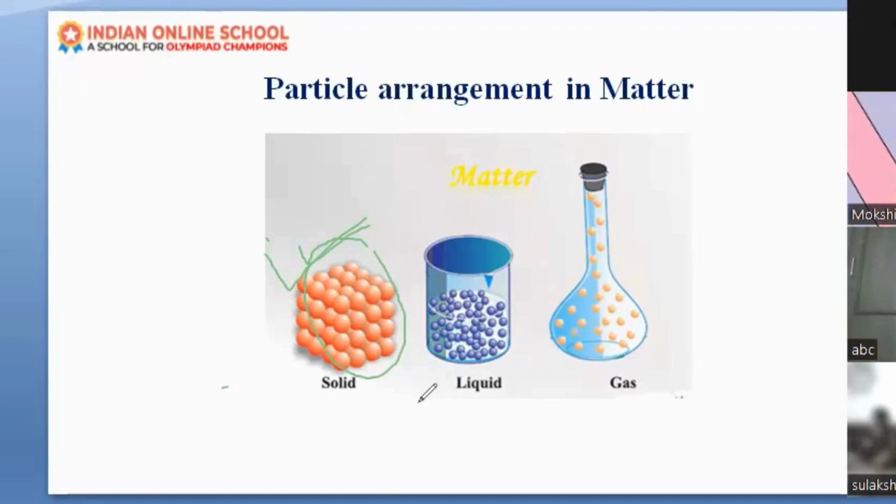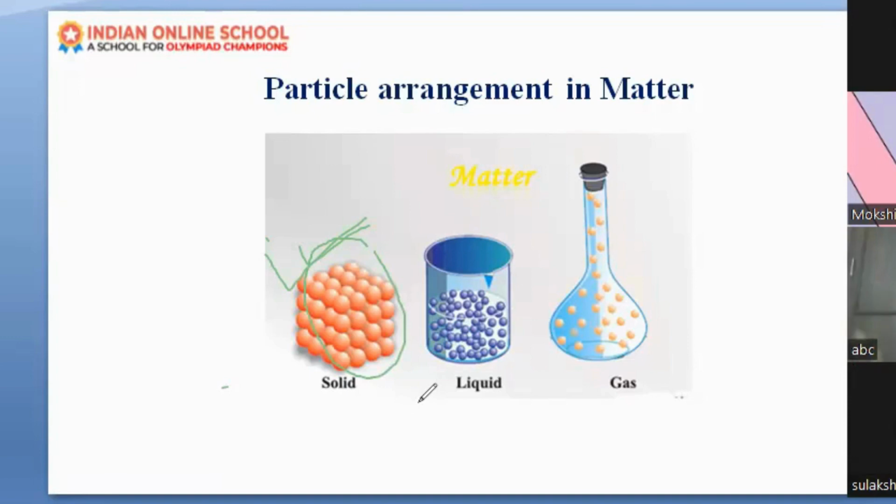Ma'am, in the matter, in solids, the molecules are all together. In liquids, they have some space, and in the gas, they are fully spread out. Yes, very good. That's what I want to explain to you. In solid, the molecules are tightly packed. In liquid, they are loosely packed. And in gases, they are very far away from each other, so far away that they can hardly collide with each other.